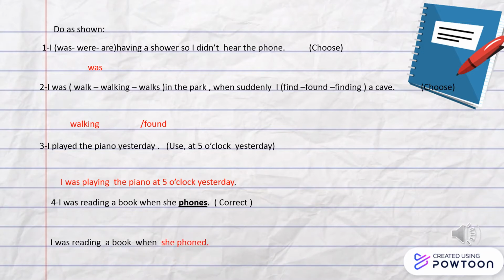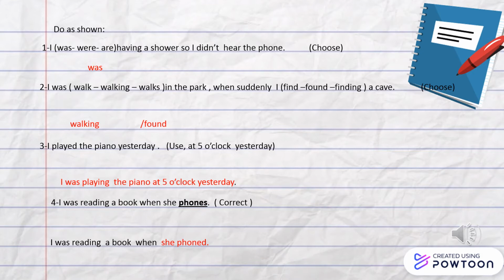Now, let's start with do as shown. Number 1. I was, were, are having a shower, so I didn't hear the phone. Choose. Yes, correct. The answer would be was. As you see in the sentence, the subject pronoun in this case is I. We use was with I, he, she, and it.